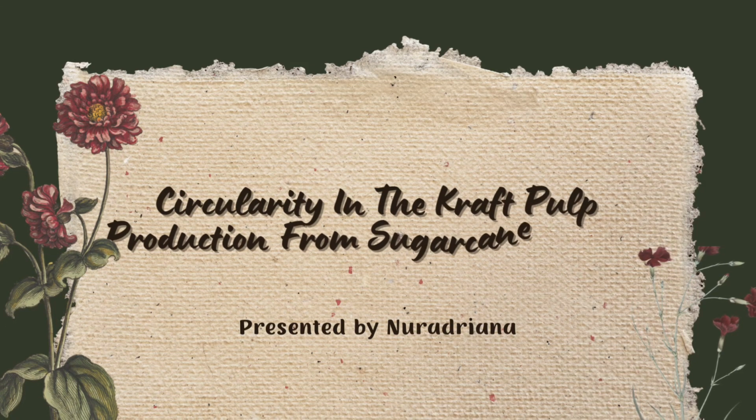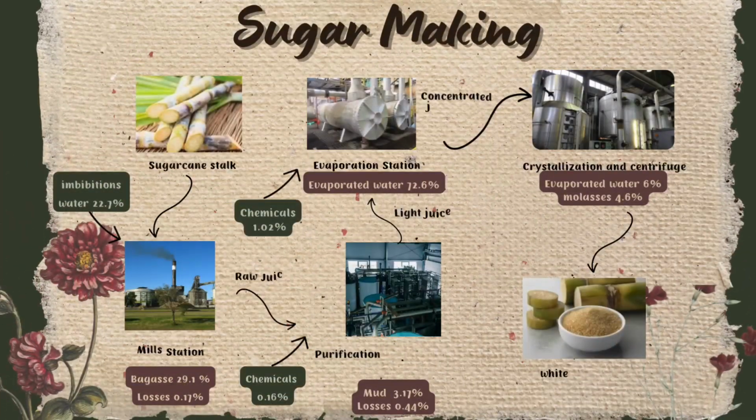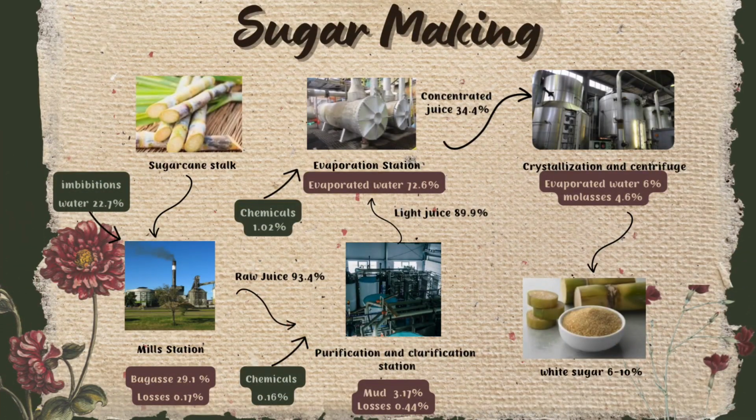Arniza. I am Nur Adriana and the topic that I chose to talk about is circularity in the kraft pulp production from sugarcane bagasse. Besides paper, sugarcane can be transformed into various products such as sugar. Sugar making process starts when harvested sugarcane is chopped into lengths and conveyed rapidly to the processing plant.